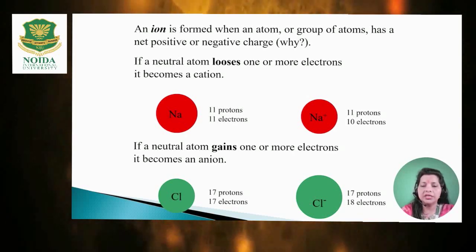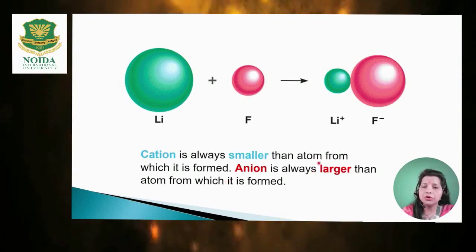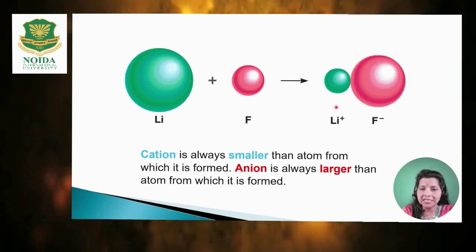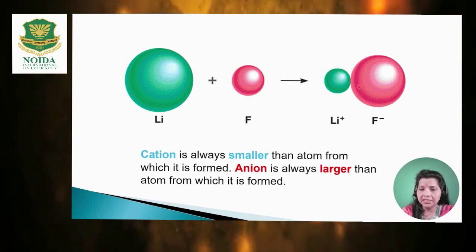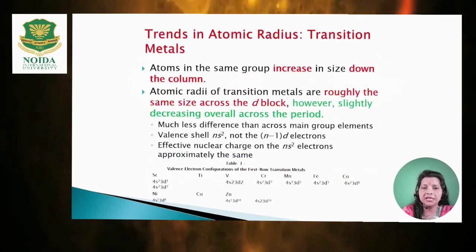So it is the chlorine ion, an anion. Now a cation is always smaller than the atom from which it has formed, and an anion is always larger than the atom from which it has formed, because after losing the electron, it loses its electron from its valence shell. So the valence shell no longer exists in the lithium atom, or you can say the size decreases, and fluorine is just taking the extra electron, and it gets bigger in size.